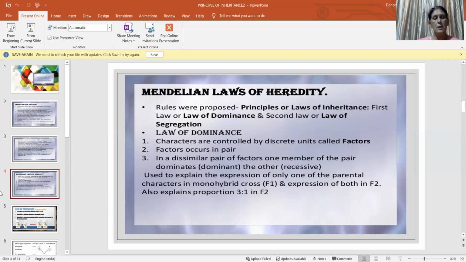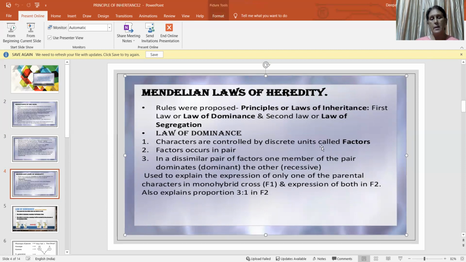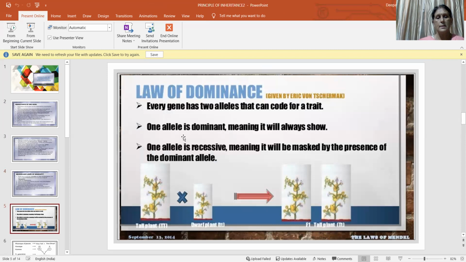According to this law, characters are controlled by discrete units called factors, now called genes. Factors occur in pairs, and in a dissimilar pair of factors, one member of the pair is dominant and the other is always recessive. This is used to explain the expression of only one of the parental characters in a monohybrid cross in F1, and both in F2 in the ratio 3:1. So in the law of dominance, we can say that every gene has two alleles that can code for a character or trait.